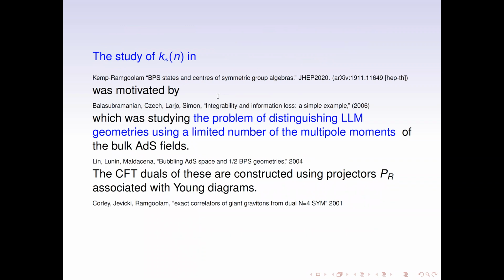By the way, the problem of finding the minimal number of these T's you need to distinguish Young diagrams was motivated by studying integrability and information loss, in a paper of Balasubramanian and collaborators, which was related to distinguishing LLM geometries using a limited number of multipole moments of the bulk AdS fields. The connection to symmetric groups comes in because you can build these half BPS operators using Young diagrams and associated projectors from the symmetric group. So if you dig into it, there's some relation to holography.